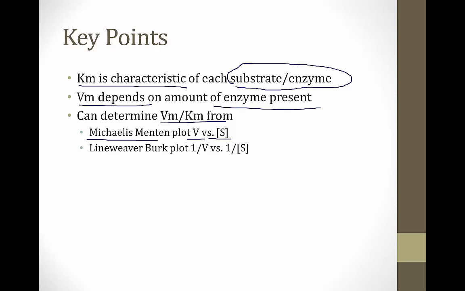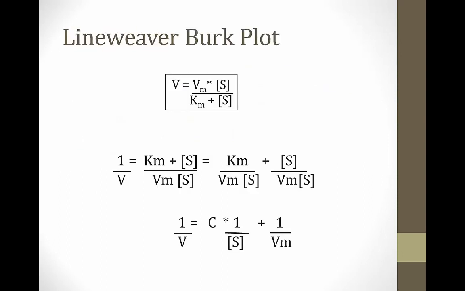And now what we're going to do for the last few slides is talk about an alternative to the Michaelis Menten plot for finding Vmax and Km, and that's called a Lineweaver Burk plot. So in order to understand a Lineweaver Burk plot, let's review the Michaelis Menten equation, and I've drawn it for you right here. And now what I want you to do is imagine that we flip it upside down.